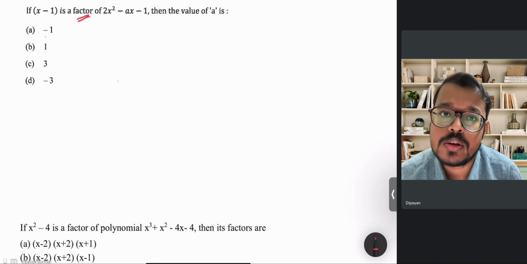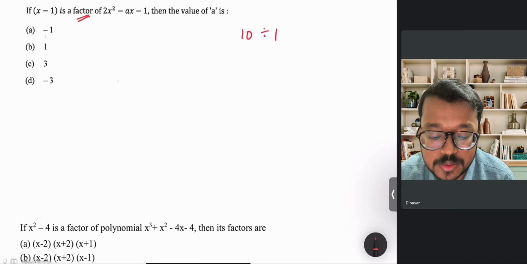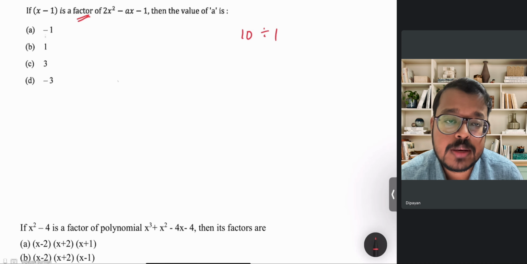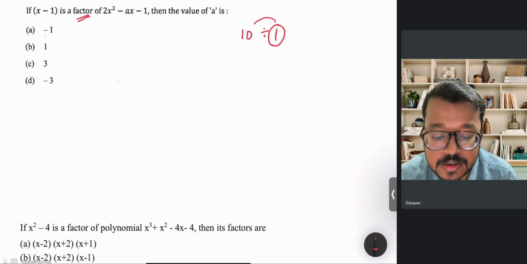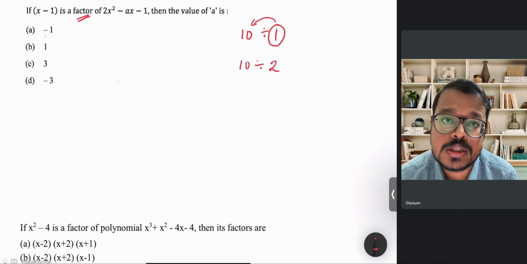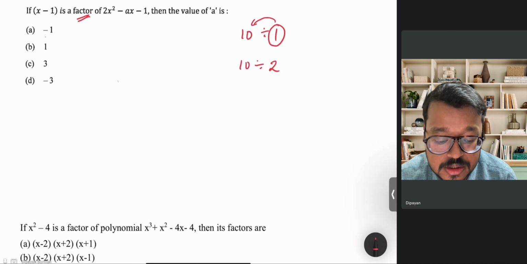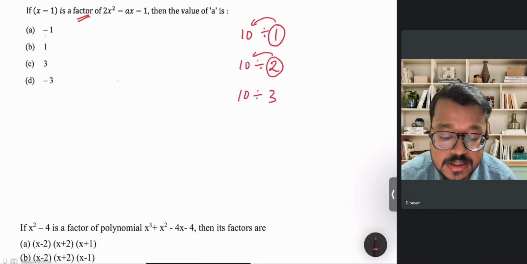So, I'm sure that you will know what is a factor. For example, if I have a number 10 and I'm dividing with 1, it is very much possible to do so. The quotient will be 10 and remainder is 0. There is no remainder. So I will say that 1 is a factor of 10. Similarly, if I do 10 divided by 2, the quotient is 5 and the remainder is again 0. So I will say that 2 is a factor of 10. But if I do 10 divided by 3, it will leave a remainder of 1. So I will say that 3 is not a factor of 10.